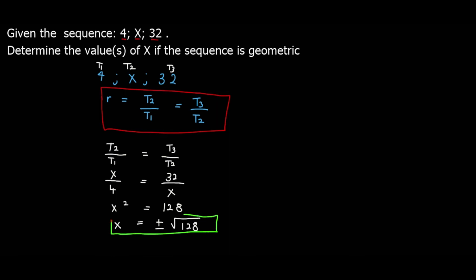There's no need to simplify, because 128 is not a perfect square, so we leave it in surd form. So this is our answer anyway.